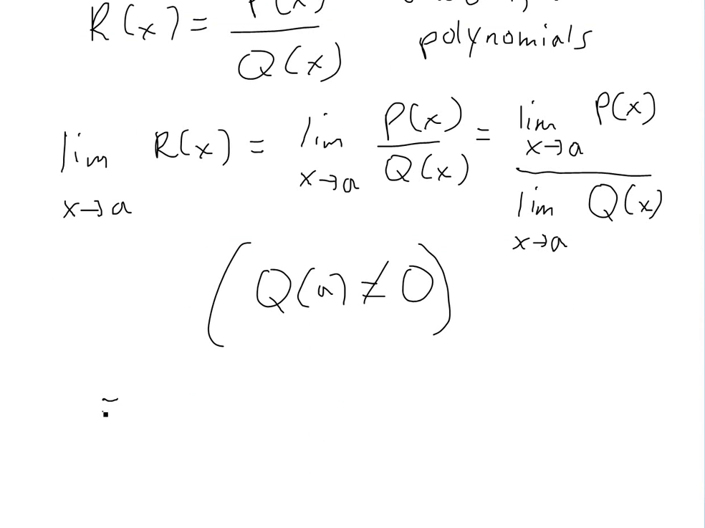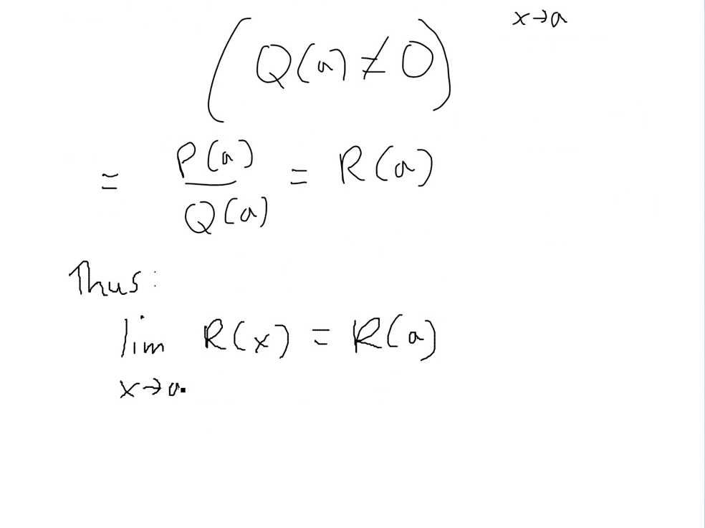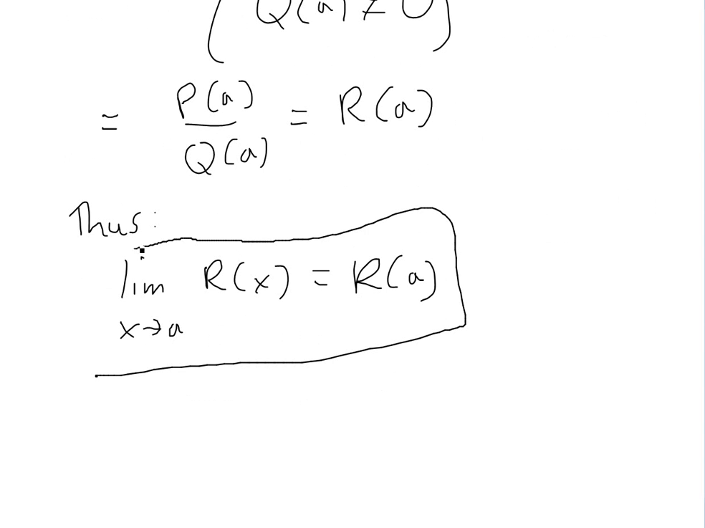So we're going to get p of a divided by q of a, and this just equals r of a, and thus we have the direct substitution property. Basically we just plug in x equals a inside here. So the limit as x approaches a of r of x equals r of a, and there's the proof of that.